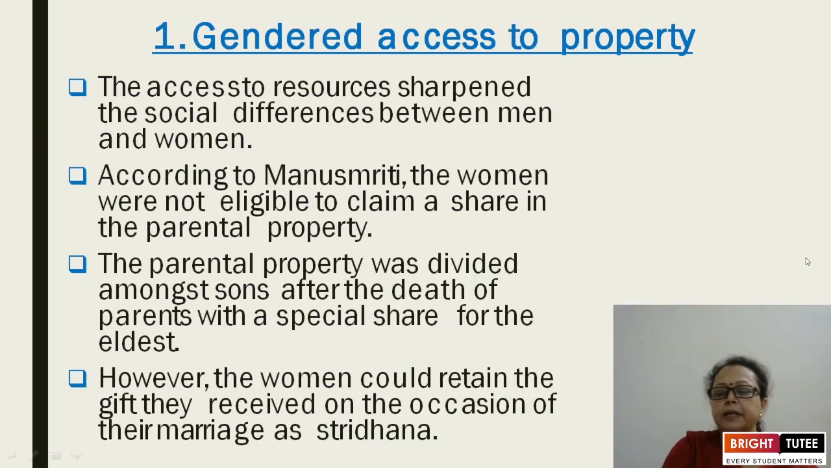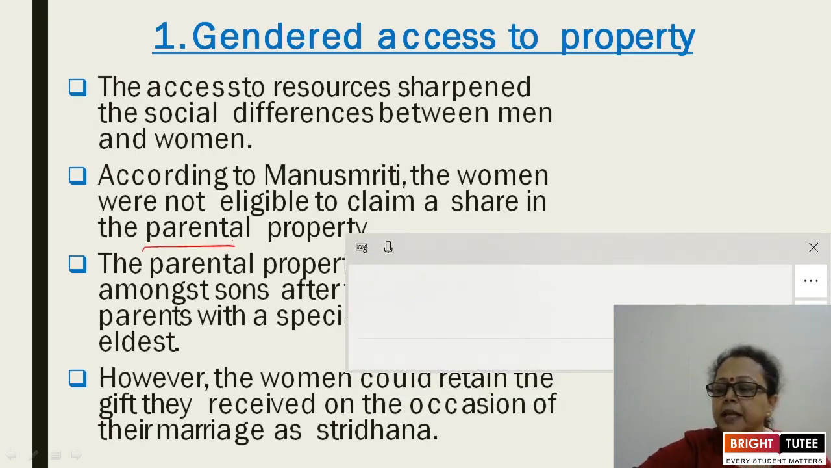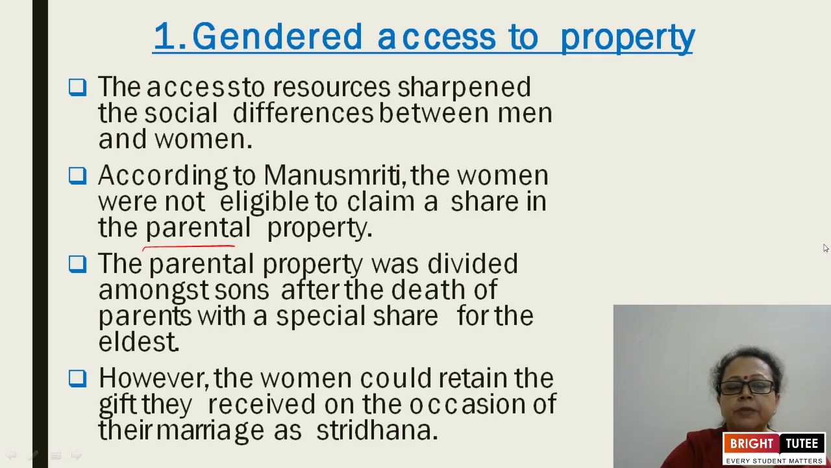Gender: access to property and resources sharpened the social differences between men and women. According to Manusmriti, women were not eligible to claim a share in the paternal property. Only the exceptional case of Prabhavati Gupta we have just discussed. The parental property was divided among sons after the death of parents, with a special share for the eldest one. However, women could retain the gifts they received on the occasion of their marriage as Stridhan.